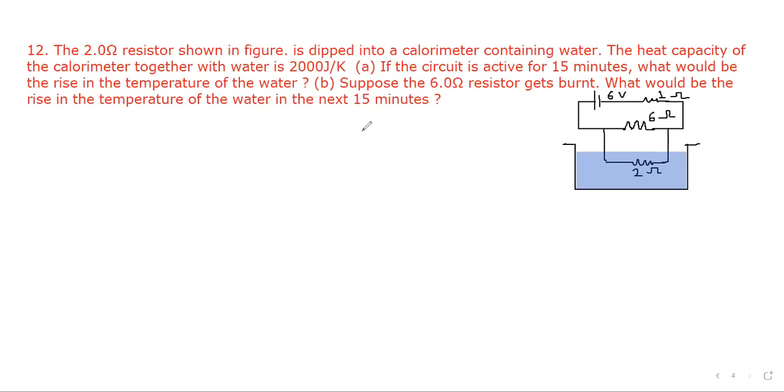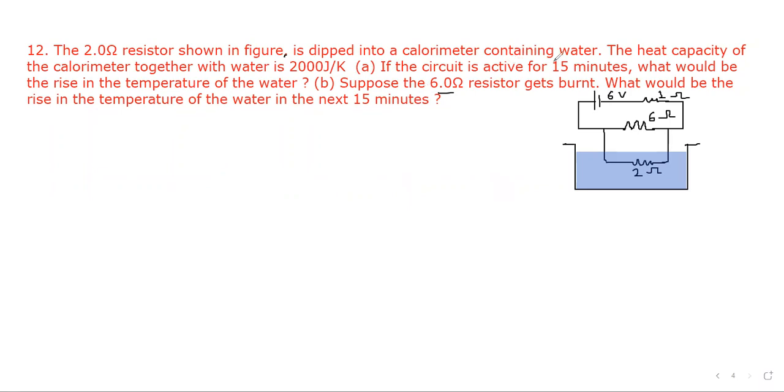Now, next question. A 2 ohm resistor, as shown in the figure, is dipped into a calorimeter containing water. That is 2 ohm. This is 6 ohm, which is outside. This is 1 ohm. This is 6 ohm. The heat capacity of the calorimeter together with water is 2000 joules per Kelvin. If the circuit is active for 15 minutes, what would be the rise in temperature of the water? Suppose the 6 ohm resistor gets burnt, what would be the rise in temperature of the water in the next 15 minutes?